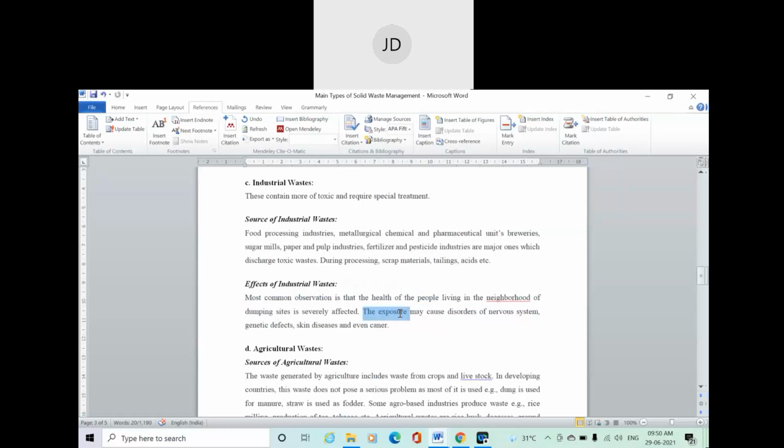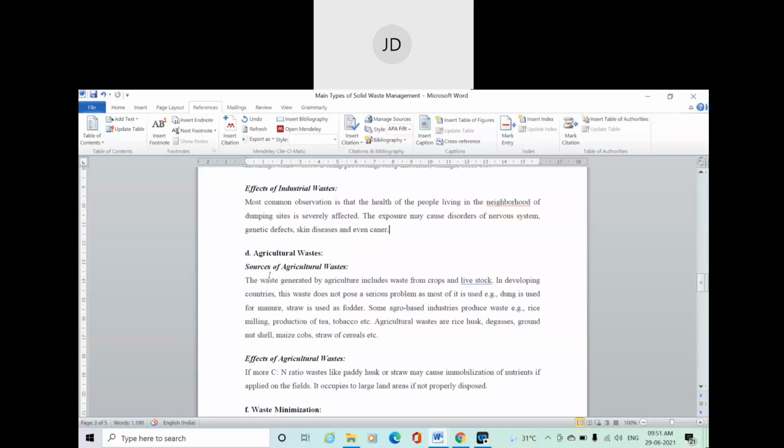The exposure of this particular waste in an open atmosphere may cause disorders of the nervous system, genetic defects, skin diseases, even cancer. So this is very harmful waste. We have to manage it very carefully and should not go for open dumping.